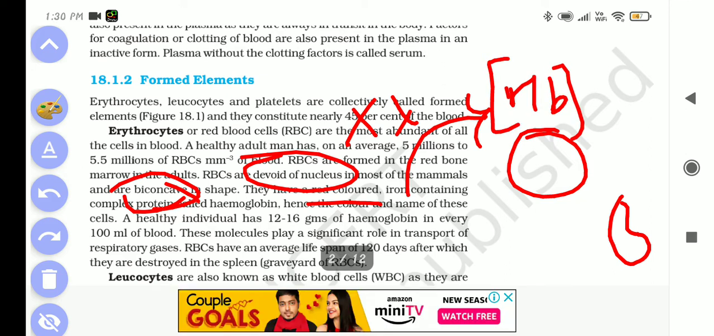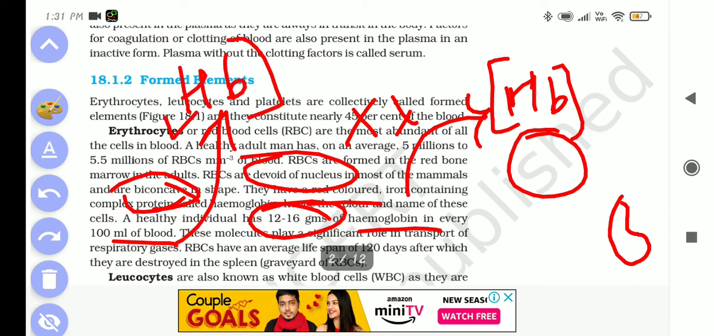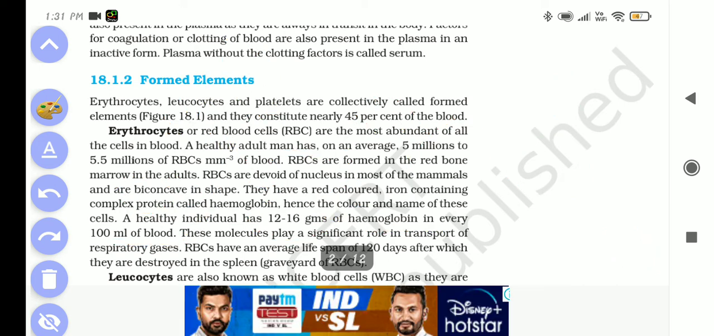And hemoglobin is the pigment which makes our RBC look what? Red. And a healthy individual has 12 to 16 grams of hemoglobin in every 100 ml of blood. And these molecules play a very important role in respiration as well. We have learned in the breathing and exchange of gases chapter that in blood the main thing which transports is Hb, hemoglobin.